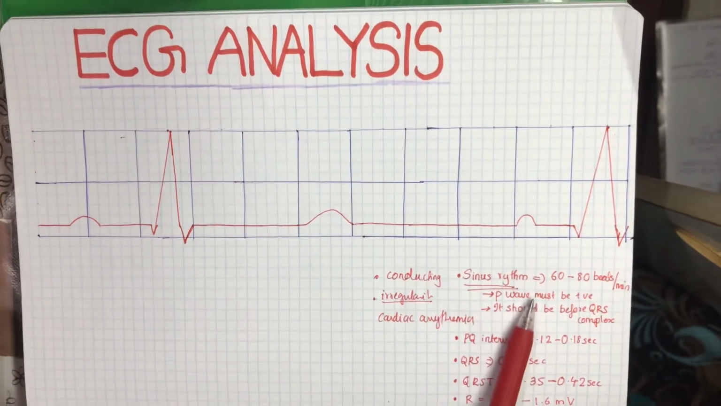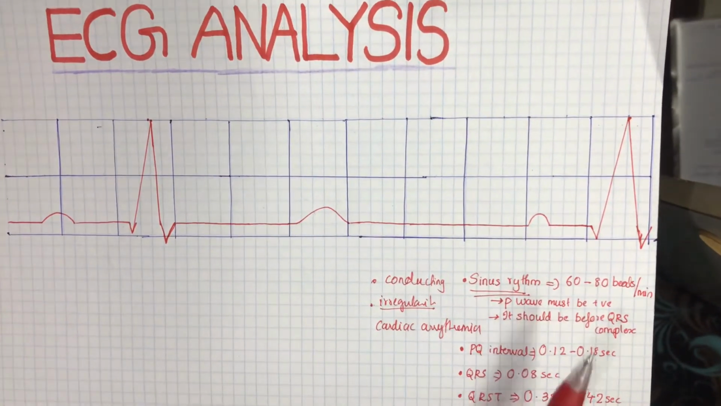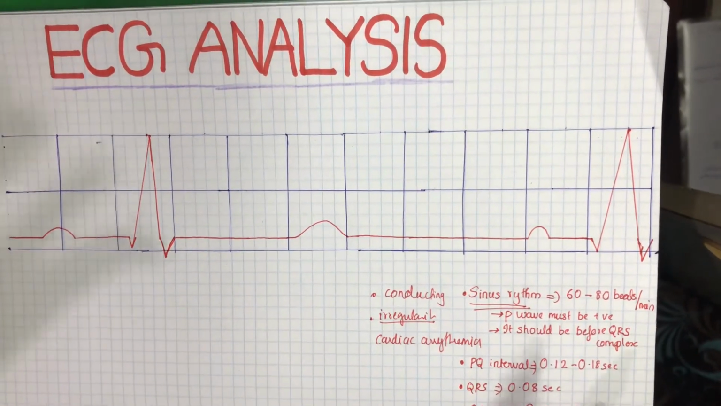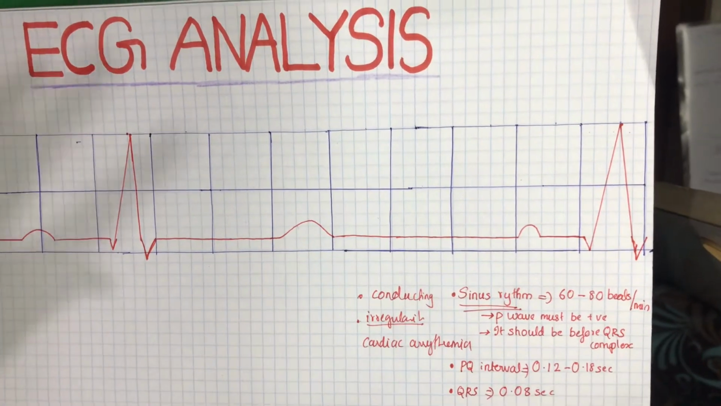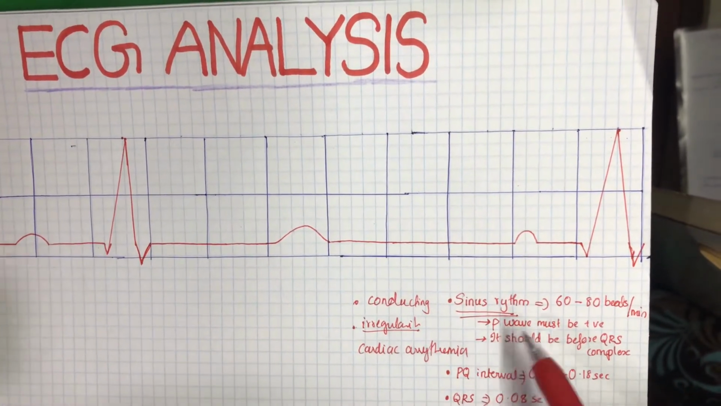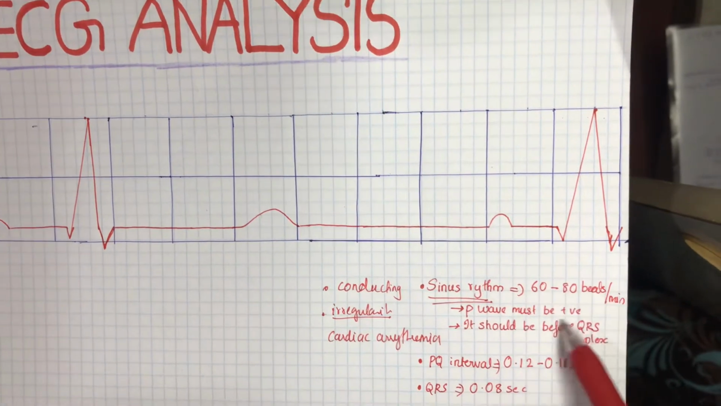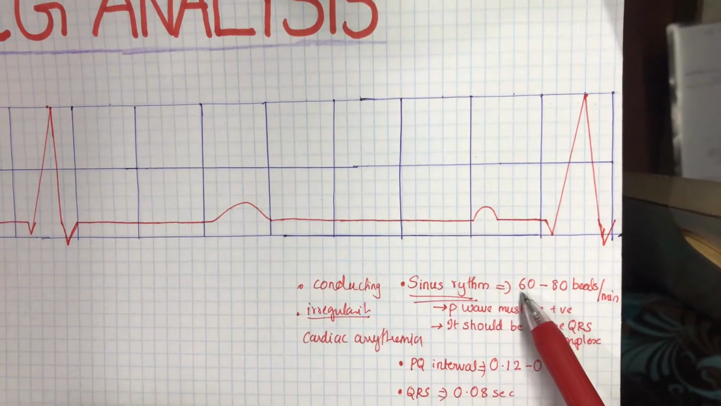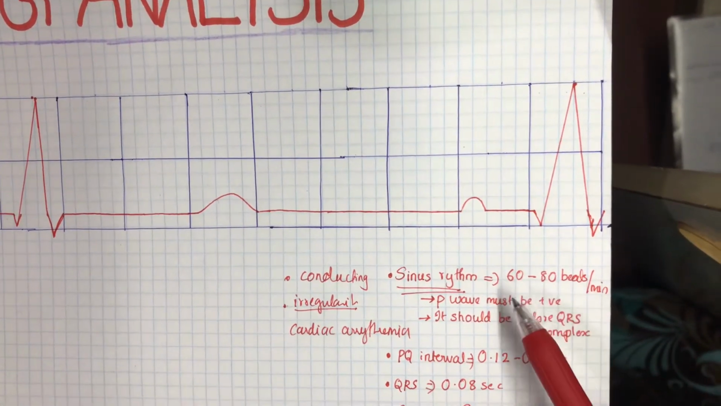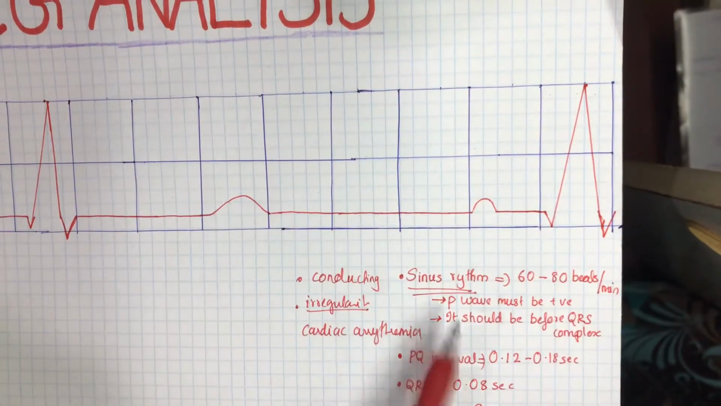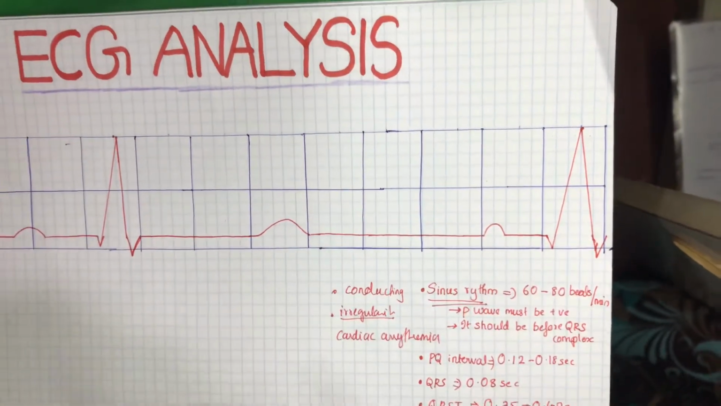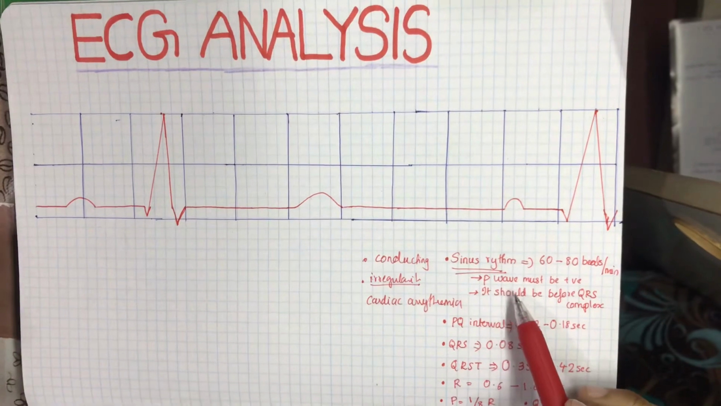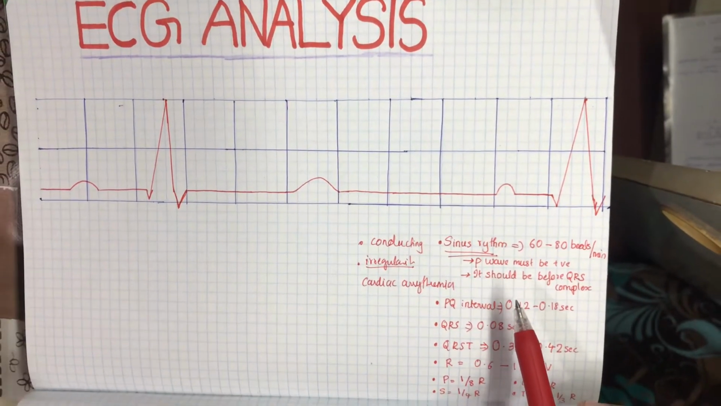What is meant by sinus rhythm? Sinus rhythm means the heart makes heartbeats, and those heartbeats we call a rhythm. If it is in sinus rhythm, the number of heartbeats will be between 60 and 80, and we can find it out from the graph itself. If it is in sinus rhythm, then the sinoatrial node should work.